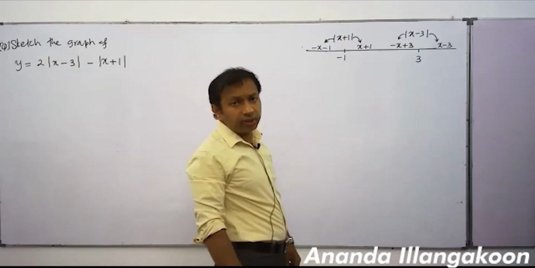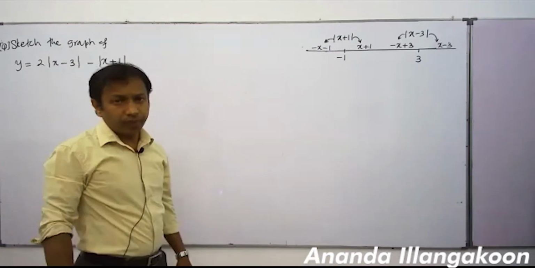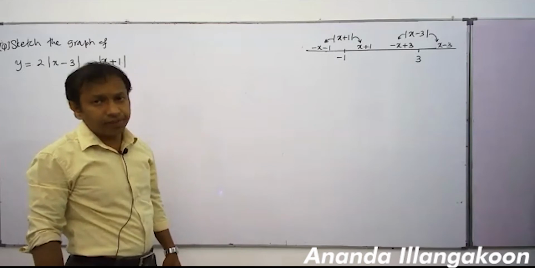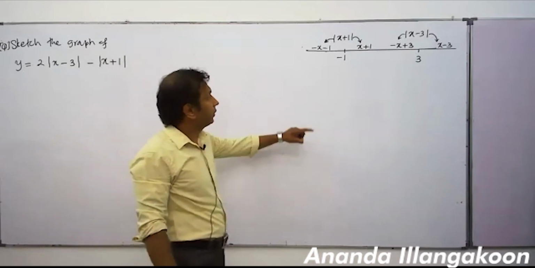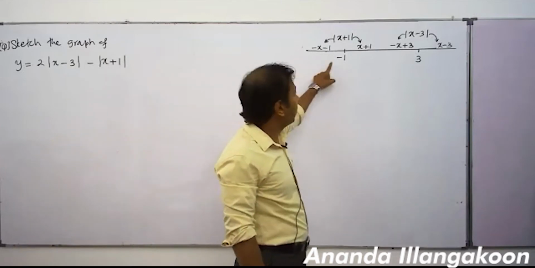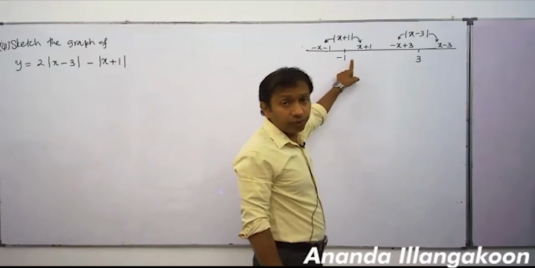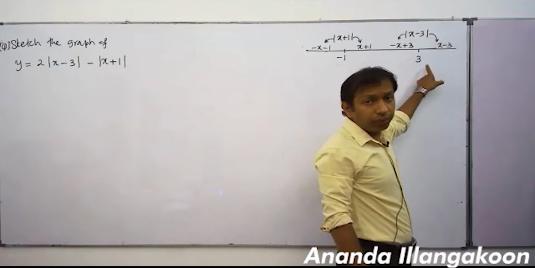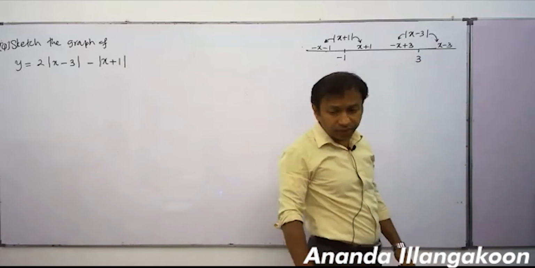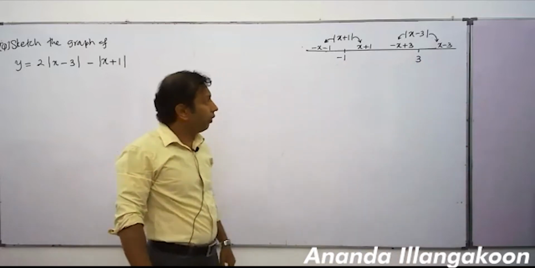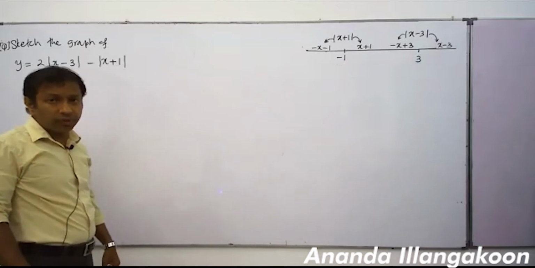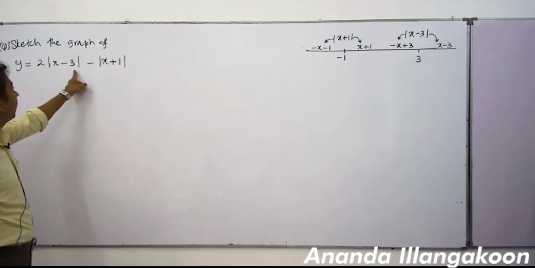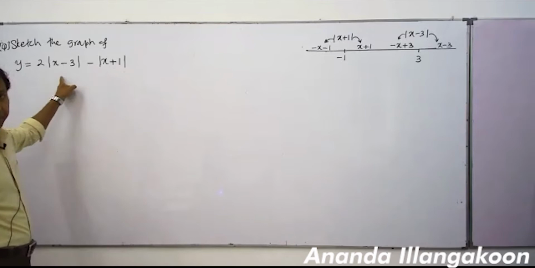Now you can very clearly understand by marking two numbers on the number line. The number line is divided into 3 regions. What are the 3 regions? From minus infinity up to -1, from -1 up to 3, from 3 up to plus infinity. They are the 3 regions. Now in each interval, we have to find what the right-hand side is.